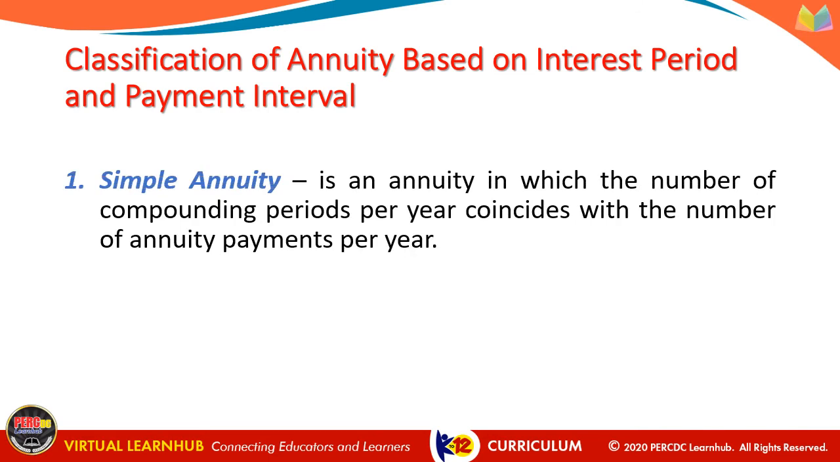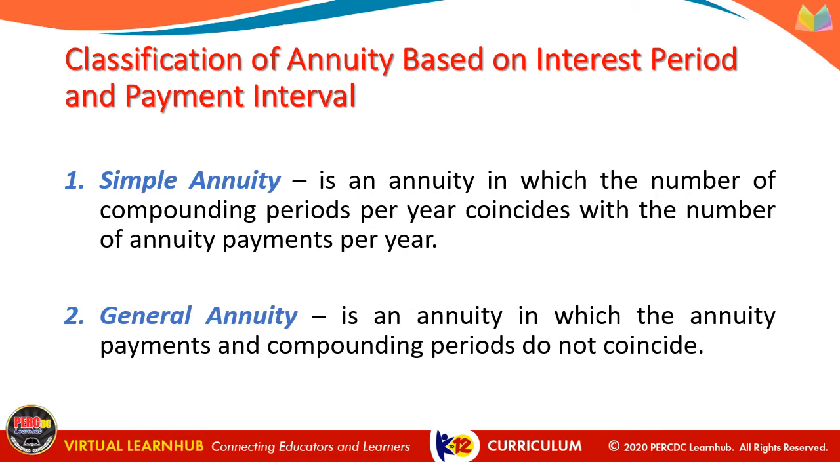Simple annuity is an annuity in which the number of compounding periods per year coincides with the number of annuity payments per year. For example, the payment is made yearly and the interest rate is also compounded yearly. That is an example of simple annuity. Another example is that payments are done quarterly and the interest rate being charged is also compounded quarterly. That is simple annuity.